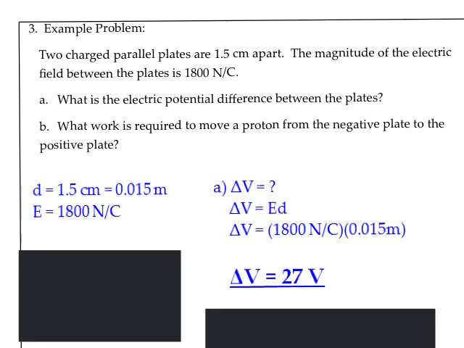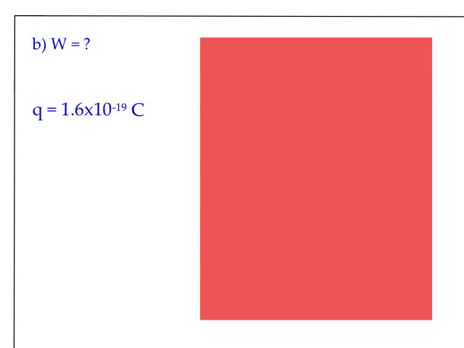Now for part B, we are asked to find the work required to move a proton from the negative plate to a positive plate. We aren't given any new numbers, however, we're told that it is a proton, and if you look back in that very first set of notes, we have a data table and we are told the charge of a proton, so that's going to come in handy. So again, for part B, we're asked to calculate the work. I looked up the charge of a proton and it was a positive value. If you wanted to write that in to remind yourself it's a positive charge, it's 1.6 times 10 to the negative 19 coulombs.